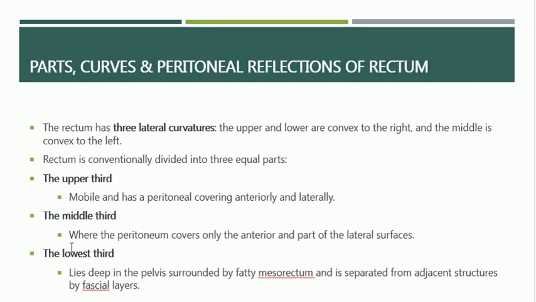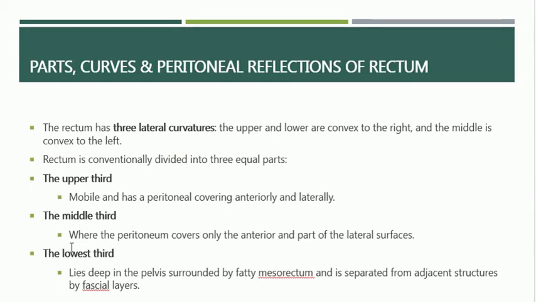If we talk about the parts, then curves, peritoneal reflection of the rectum, they are important. You should know, the rectum has three lateral curvatures. The upper and lower curvatures are convex towards the right side. Keep in mind, and the middle curve is convex to the left.